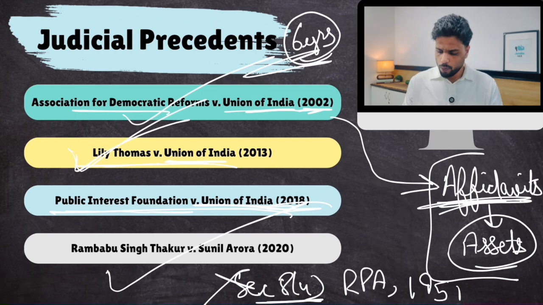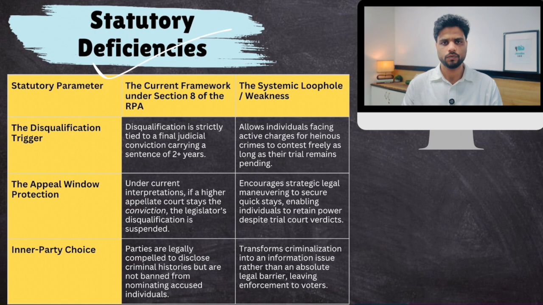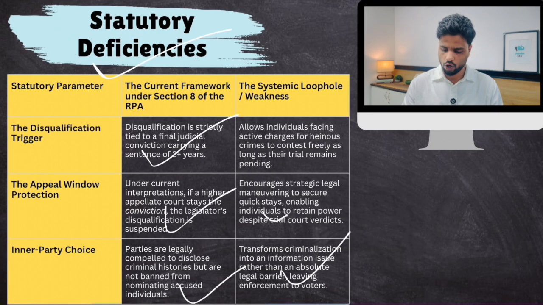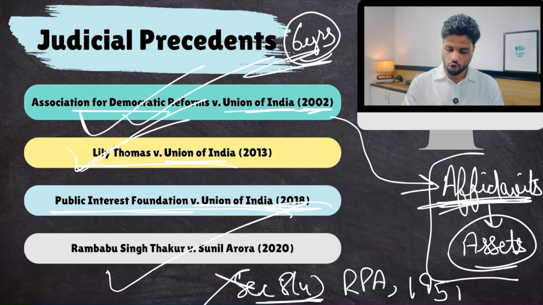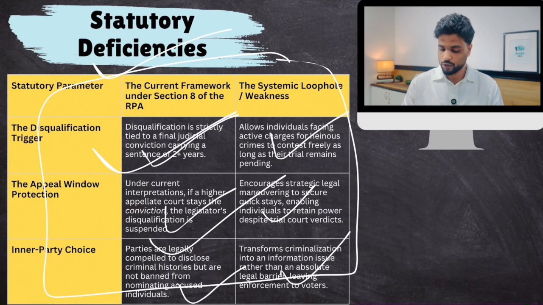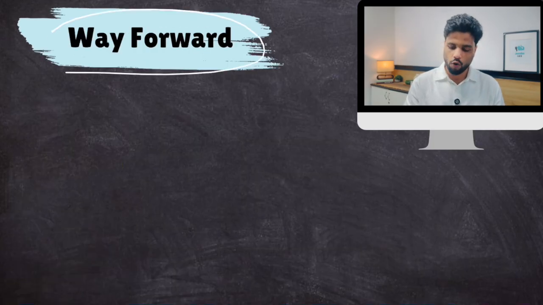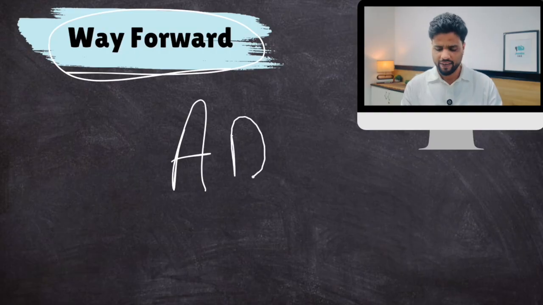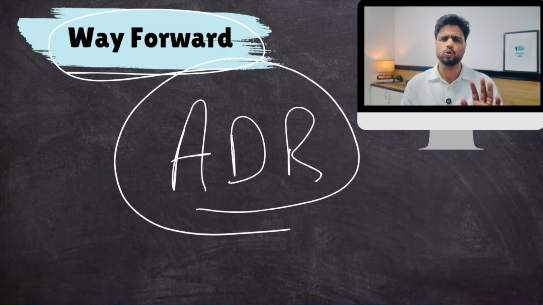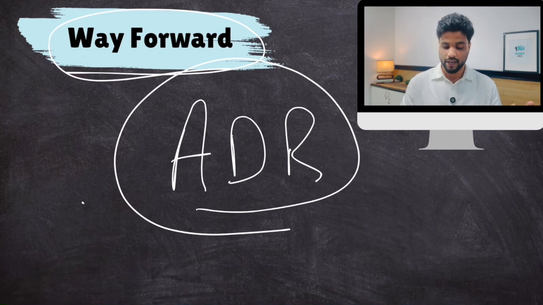There are still some loopholes in our laws. There are still some problems in our laws. These are given in this table, so do take a look. Though the judiciary has solved a lot of problems, criminalization still exists. So that means there are still some problems. Do take a look at this table: what are those problems in our existing legal framework, and what is the way forward suggested by Association for Democratic Reforms? Very easy to understand. It is given in your notes. Just go through that. Very relevant for your mains answers as well.